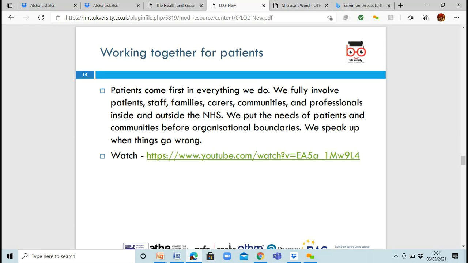So we put the needs of the patients and the communities above organisational boundaries. And it's also our duty to speak up when things go wrong.